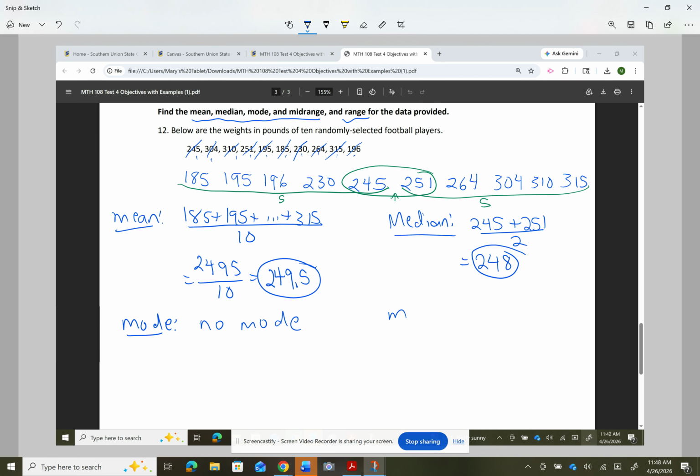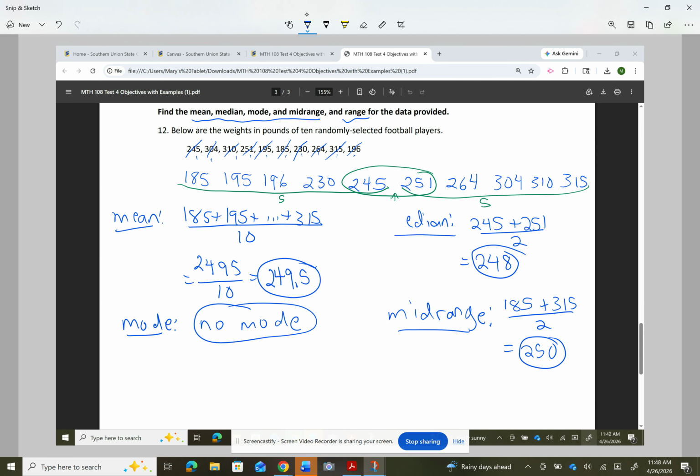All right, and then for mid-range, mid-range is when you only look at two values. You take the lowest one, which is the 185, plus the highest one, which is the 315, and you average those. So 185 plus 315, divide that by 2, and I get a middle value, the mid-range being 250. Okay, so those are the measures of central tendency that you need to know: mean, median, and mode, and also mid-range.